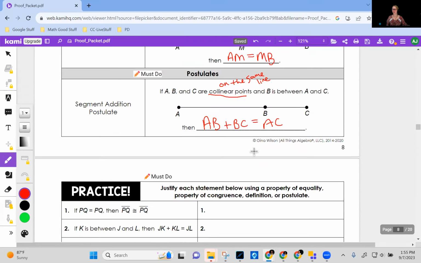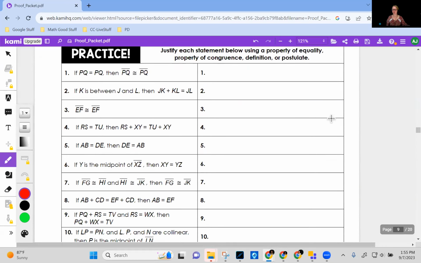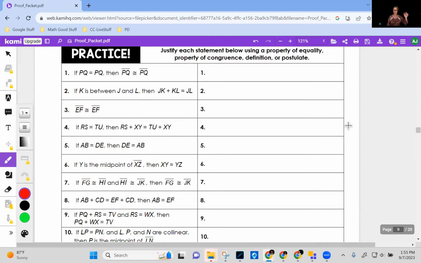All right, so what you're going to do here is you're going to do a little bit of practice. Again, I'm going to do just a couple of these with you, and I want you to fill in the rest. This is a must-do assignment. Let me know when you're finished, and I will check them.